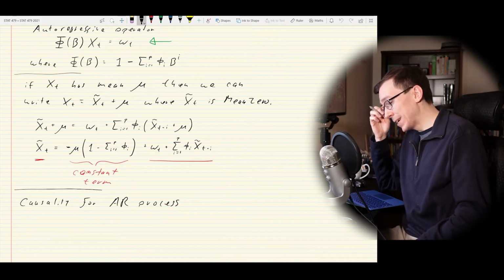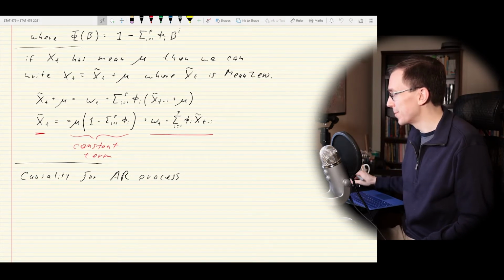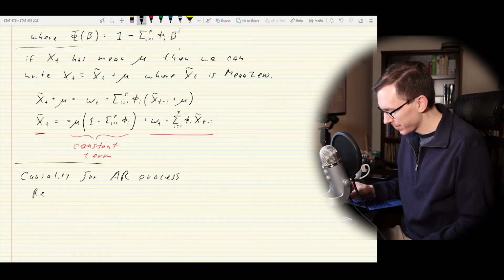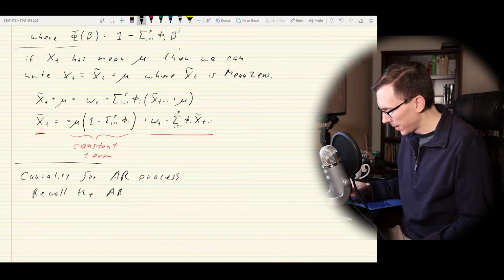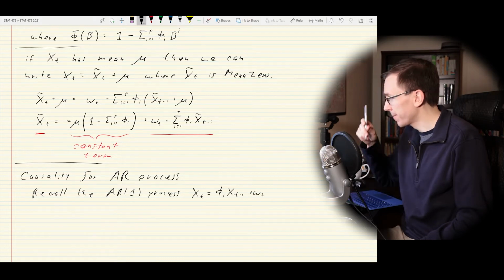So we can consider this in an AR(1) process, just for simplicity's sake. So I'll say, recall the AR(1) process, which is just xt. In this case, I'll use phi 1 to keep with the notation from above, xt equals phi 1 times xt minus 1 plus wt.